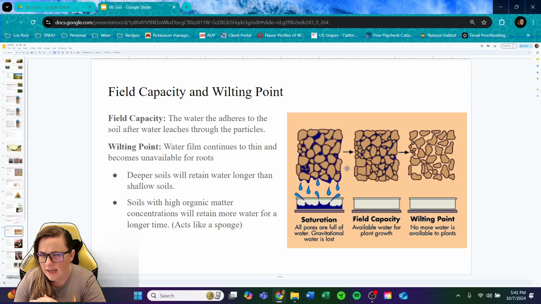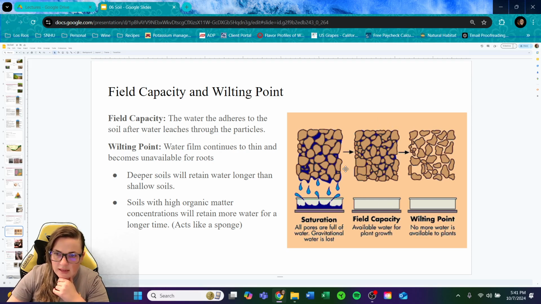Field capacity and wilting point. So field capacity, like we discussed, is when water penetrates through the soil and then adheres to the soil. That is kind of like saturation. With saturation, you add the water, the pores are full of water, and water is actually draining through this system, and all gravitational water is lost.